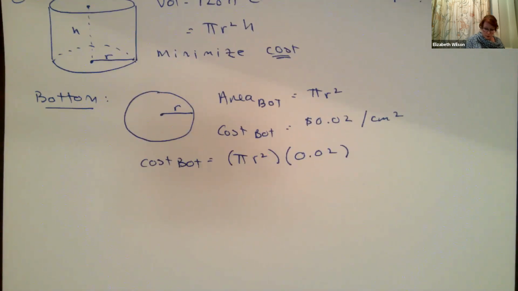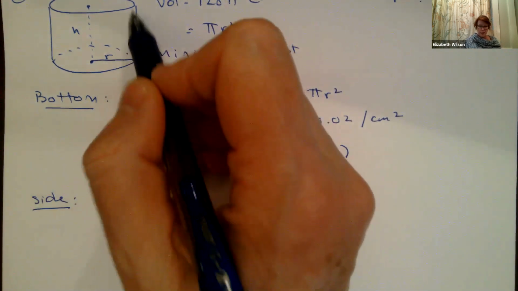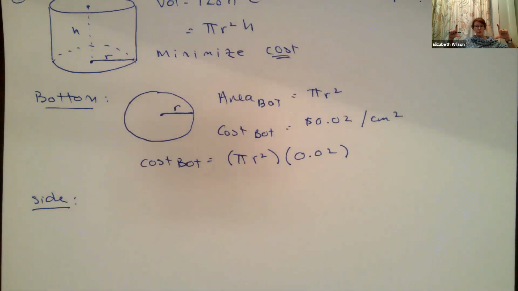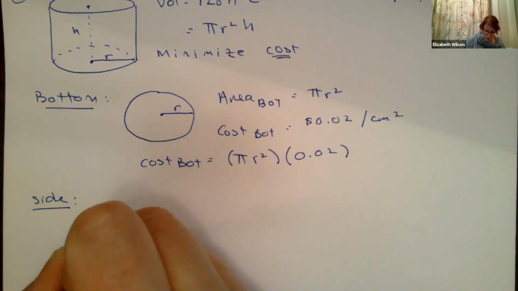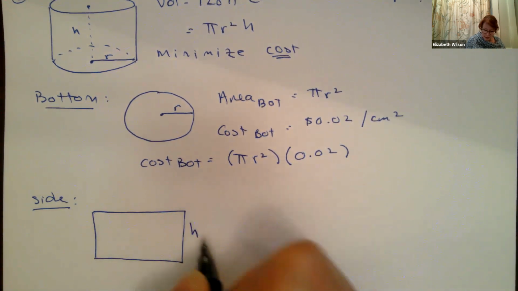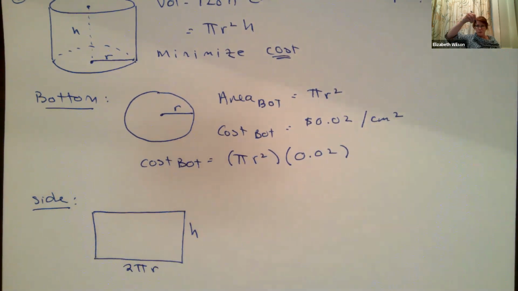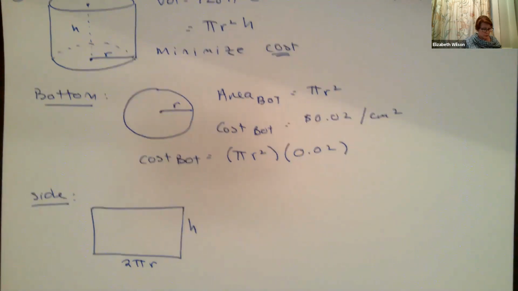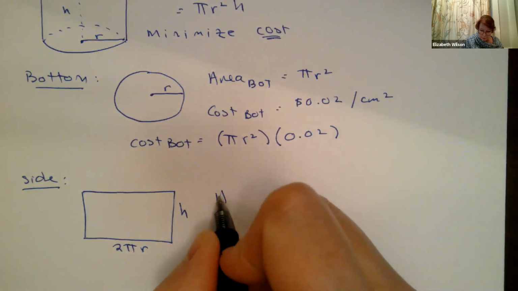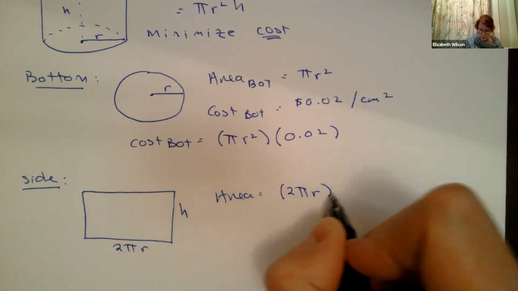That's piece 1. Piece 2 is our side. If I cut this and unwrap it, or unroll it, it's like a soup label. Surprisingly, it's just a rectangle. One side is the height, and the other side is the circumference of our circle, because it has to wrap around. The area is just base times height, so 2 pi r times height.